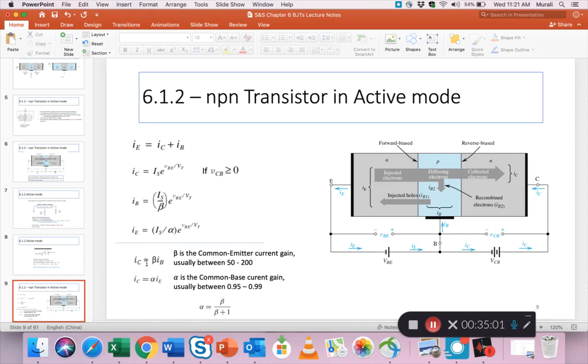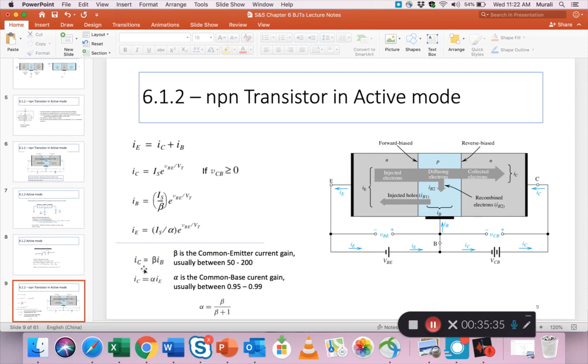A couple more very important relationships. Now we know the collector current depends on the base-emitter voltage, that junction voltage. Vt is the same thermal voltage that we already know, about 25 millivolts at room temperature. But IC can be shown to be beta times IB. So if beta is 100, that means the collector current is 100 times the base current.